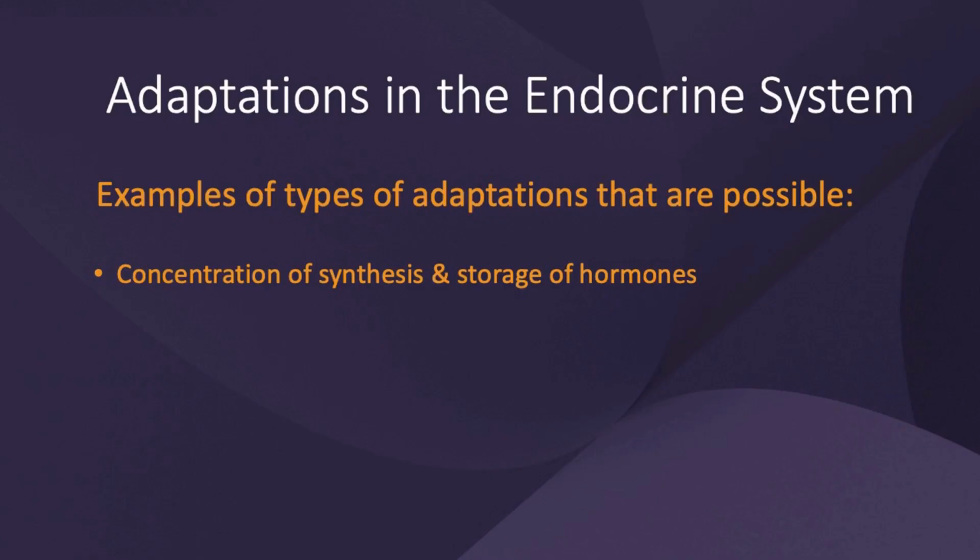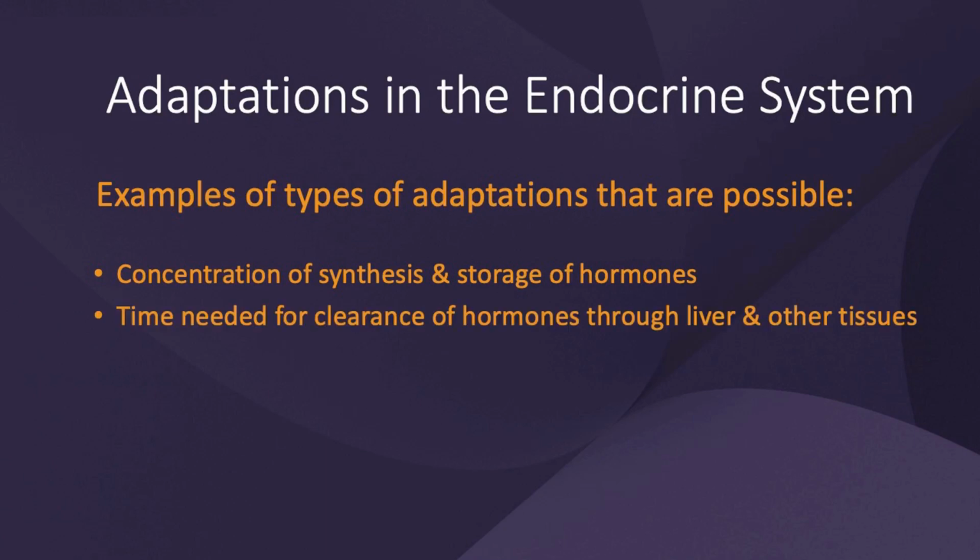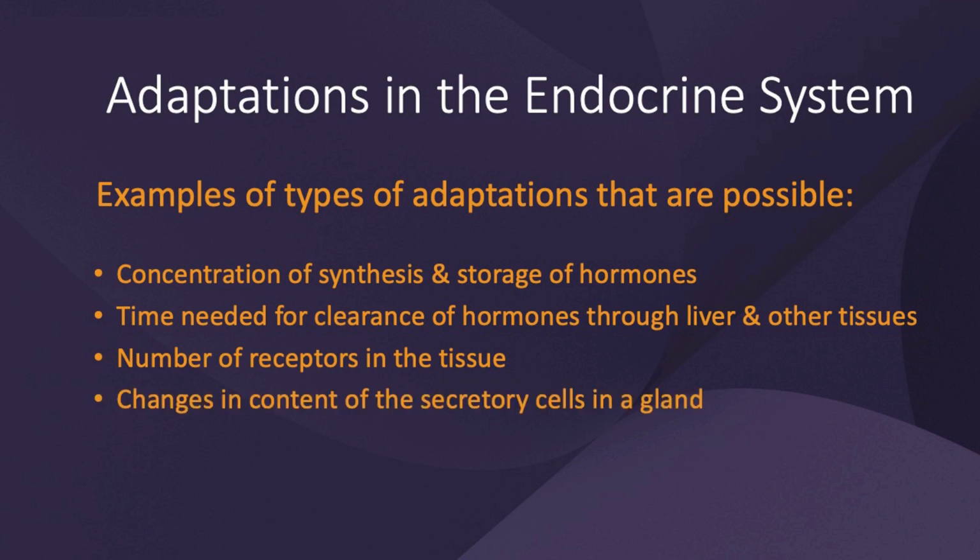Briefly, here are some examples of adaptations in your endocrine system. 1. Altering the synthesis and storage of hormones. 2. Changing the time needed for clearance of hormones through the liver and other tissues. 3. Modifying the receptor count and receptor type in the target tissue. 4. Changing the contents of secretion from various glands. 5. Altering the degree of interaction with the cell nucleus. The hormonal response to exercise is highly adaptable.